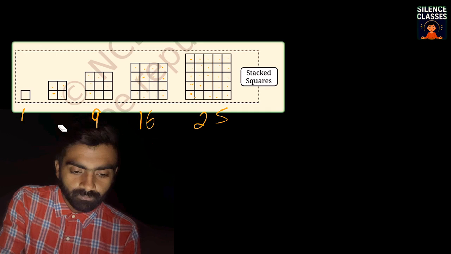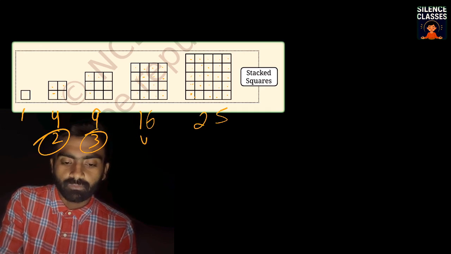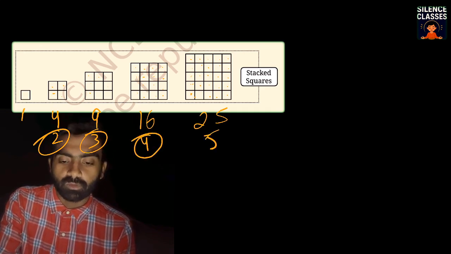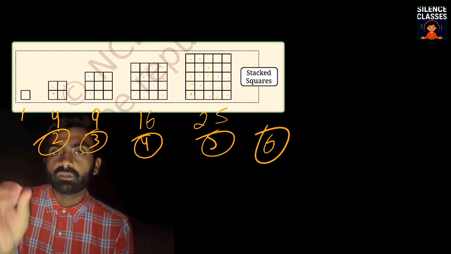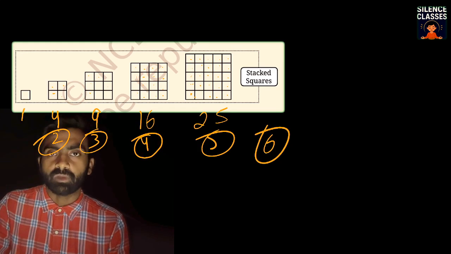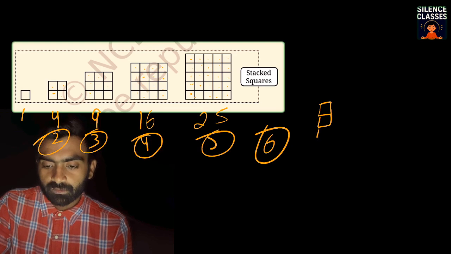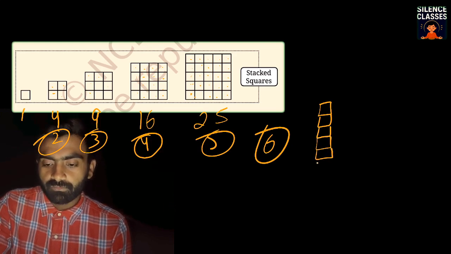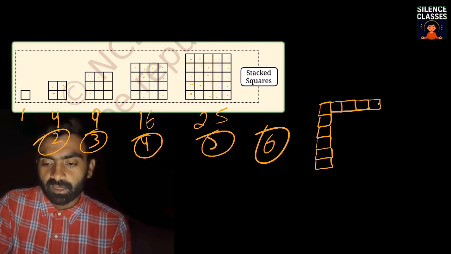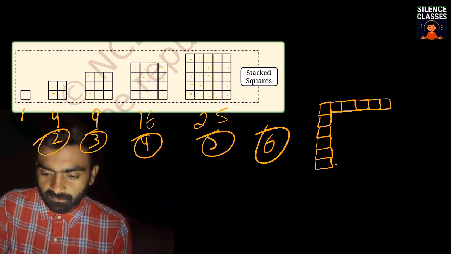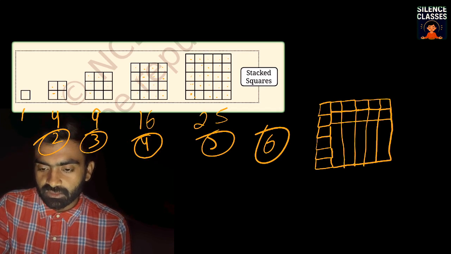These are square of 4, square of 3, square of 2, square of 3, square of 4, square of 5. Now we will do square of 6, which is 36. So we will use 36 small squares to make one big square. How will we do it? 6. So 1 2 3 4 5 6, 1 2 3 4 5 6. Now we can draw these lines and we will get 36 squares. You can check it out.